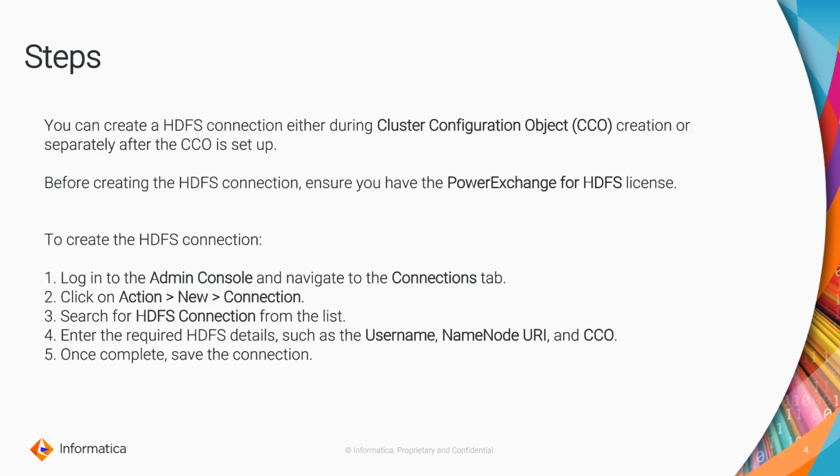Now let's see the steps on how we can create the HDFS connection. To create an HDFS connection, you have two options, either during the cluster configuration object creation or afterwards as a separate step. Before proceeding, make sure you have the PowerExchange for HDFS license. Once you are ready, log into Administrator console, go to the Connections tab, and from there click on Actions, New, and choose Connection. From the connection list, search for the HDFS connection and then fill in the details like username, name node URI, and CCO, and save the connection. Let's see in the demo how we can perform these steps.